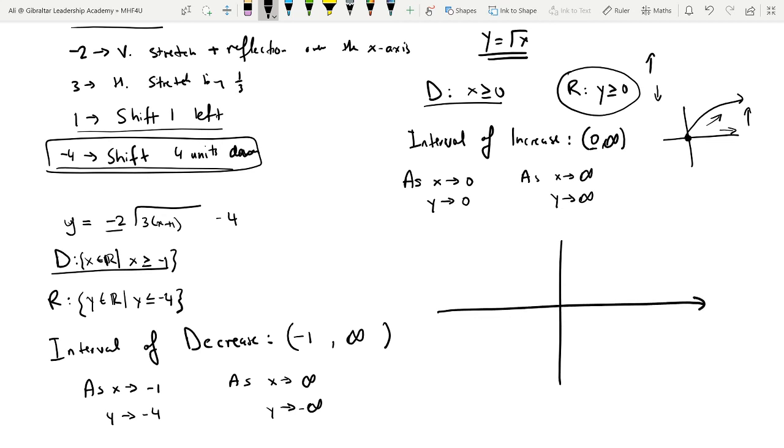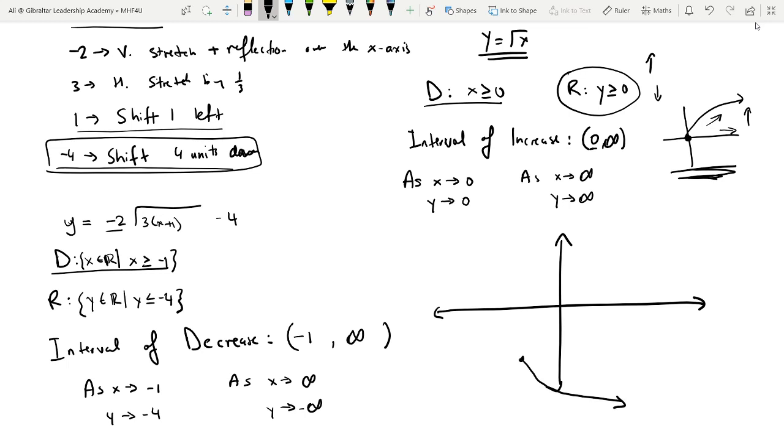Let me go ahead now and turn this into a graph so that we can see how I got the domain, range, interval of increase and decrease, and the end behavior. So I have a function that is shifted 1 unit left and 4 units down. So this same graph here has been shifted 1 unit left and 4 units down. This is where it starts. There has been a horizontal stretch by 1/3, meaning it's now being compressed, and it's been stretched vertically, and it's now opening downward. So it would look something like this.